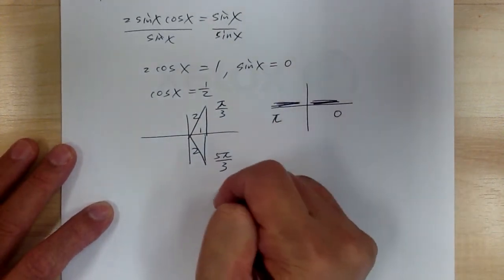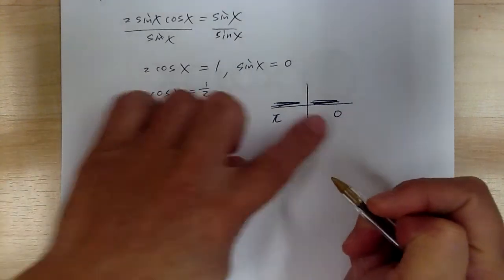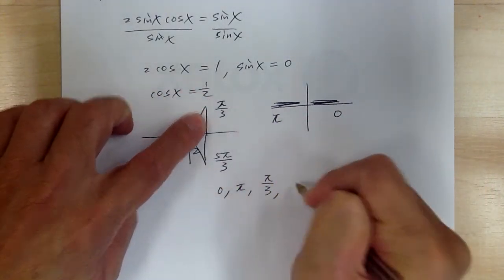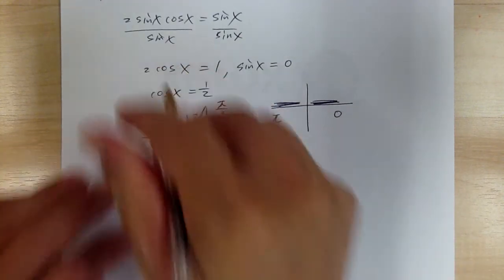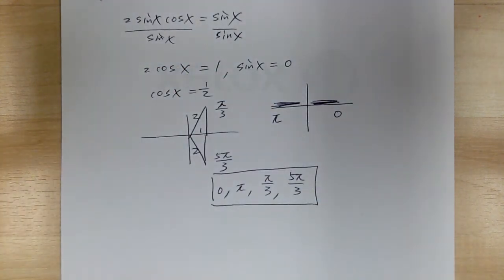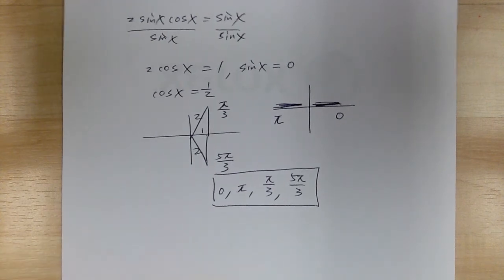So your answer would be 0, pi, pi over 3, 5 pi over 3. And that would be the answer for example 2. Now let's go to example 3.